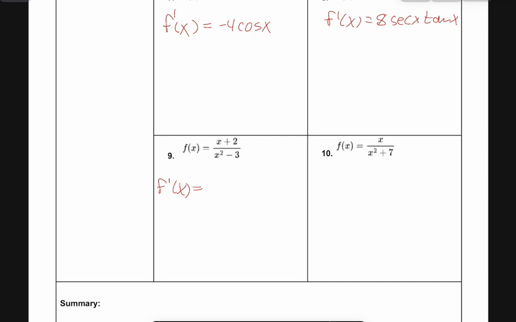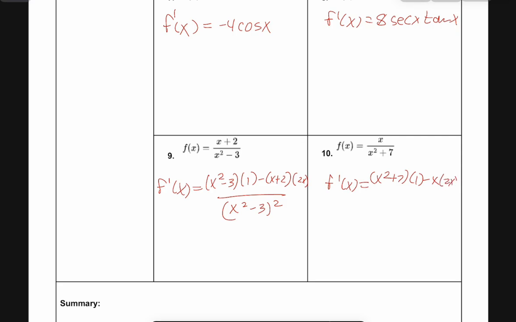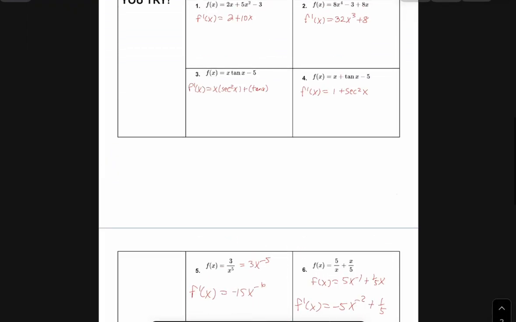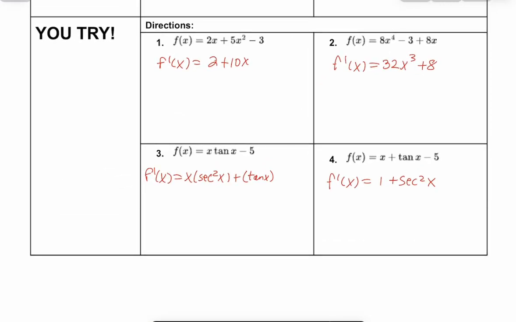When I do mine, I'm only going to do the first steps only. I'm not doing any simplification really. Okay, right idea, wrong answer.